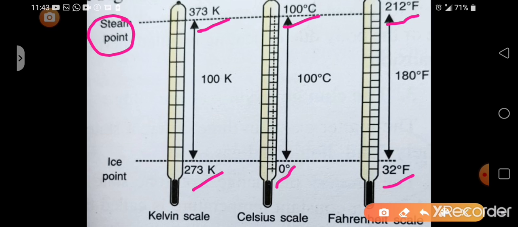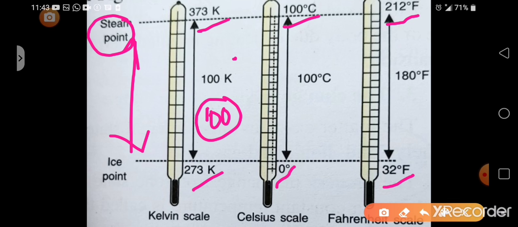Next, the interval between the ice point and the steam point is divided into 100 equal parts on the Kelvin scale. The same is the case with the Celsius scale: the interval is divided into 100 equal parts. But there is one difference in the case of the Fahrenheit scale: the interval between these two points is divided into 180 equal parts.